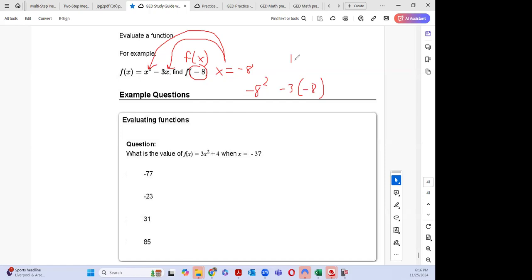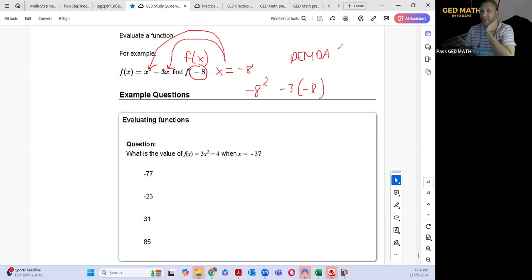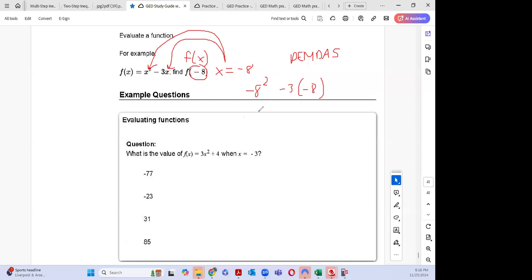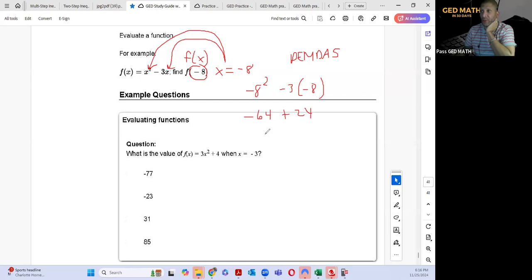The first one should be, please excuse my dear Aunt Sally. Right. So this is minus 64. This is plus 24. Your answer here would be minus 40. This is the common mistake.